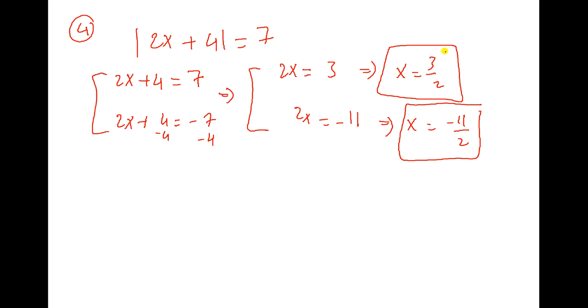Okay. So whenever you are trying to solve an absolute value equation, just take away the absolute value sign, and then set this equal to a positive and a negative number, and then solve for x as usual.